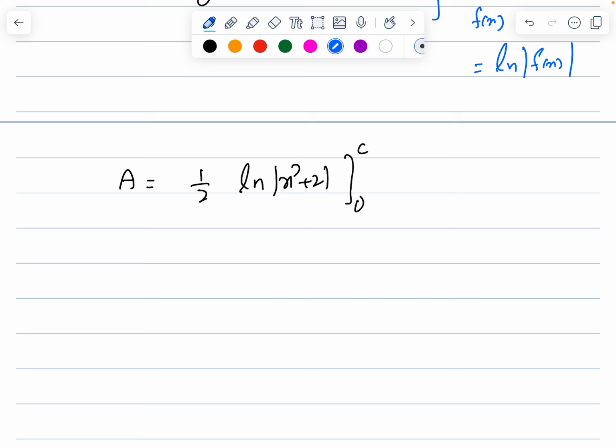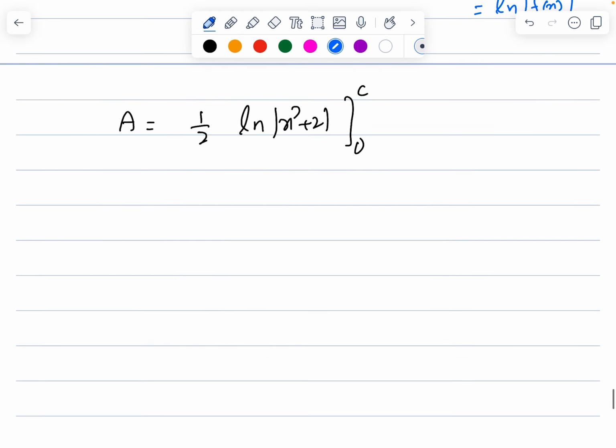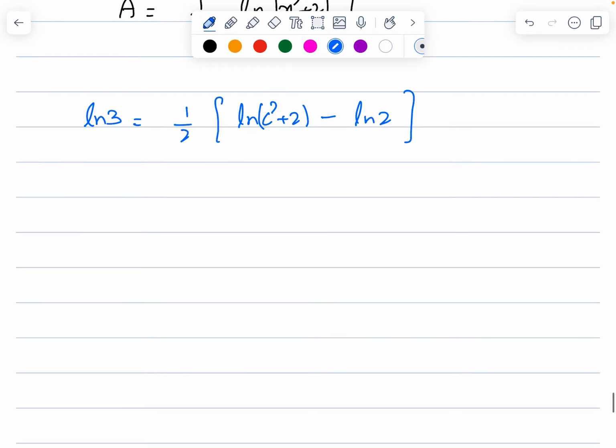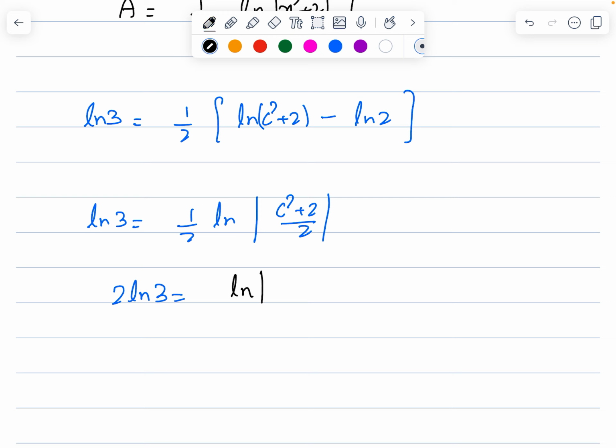That's going to be the formula I have used. So from there, area ln 3 equals 1 upon 2 ln of c square plus 2, substituting the upper limit, minus ln 2, substituting the lower limit. So what does it become? Ln 3 equals 1 upon 2 ln of c square plus 2 upon 2. So 2 ln 3 equals ln of c square plus 2 upon 2. So ln 9 equals ln of c square plus 2 upon 2.